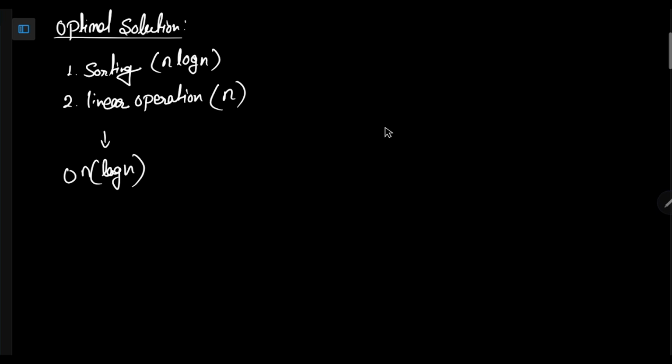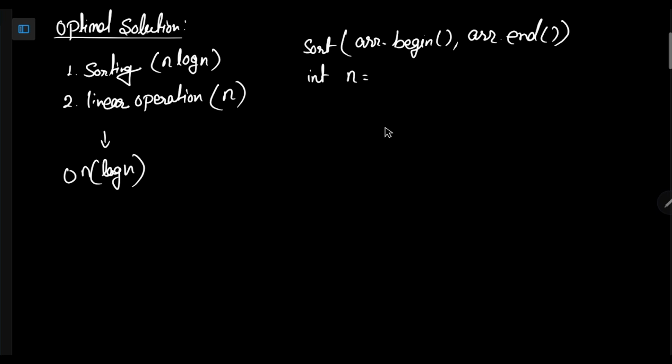Now we will see how we will approach. First we will sort our array with the inbuilt function. So sort, array dot begin and array dot end. After sorting this, we will calculate the size of n, or the size of the array, with array dot size, and then we will take a count to store the frequency.